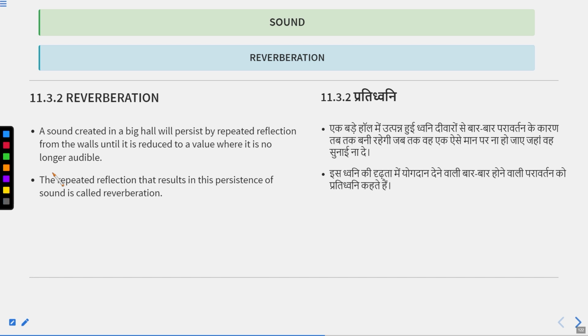From multiple echoes, we will learn about a new topic named reverberation. Reverberation means multiple reflection of sound.